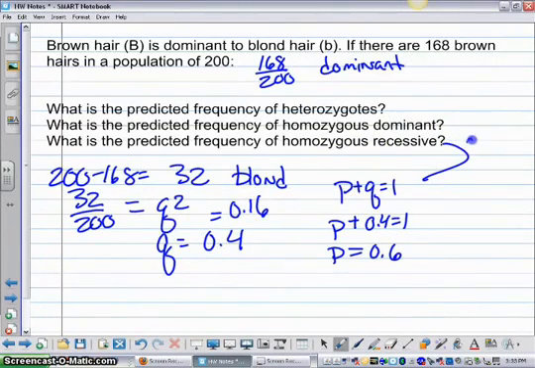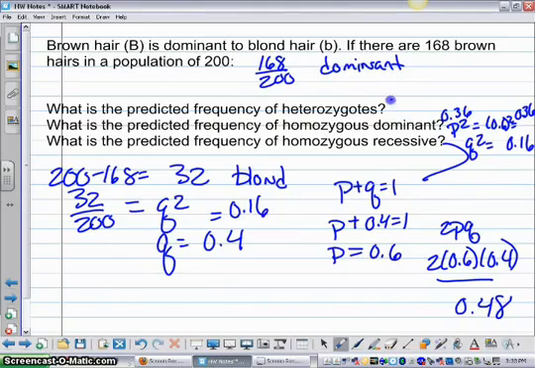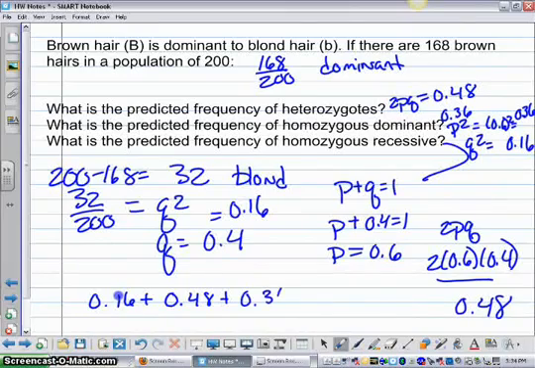So let's go back to our question. What's the predicted frequency for homozygous recessive? That's going to be q squared. So that's 0.16. What's the predicted frequency of homozygous dominant? That's p squared. So that's going to be 0.6 squared, which equals 0.36. And then what's the predicted frequency of heterozygote? That's 2pq. That's 2 times 0.6 times 0.4, which is going to equal 0.48. So that's 48%. 2pq equals 0.48. And if you add all those up, 0.16 plus 0.48 plus 0.36 should equal 1, which in fact it does. So that checks out.